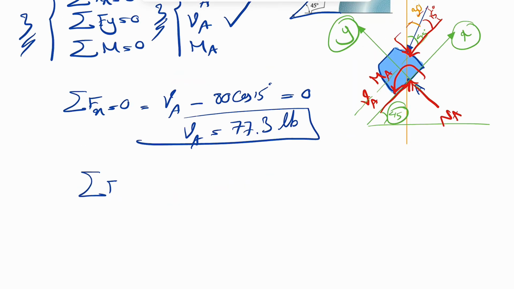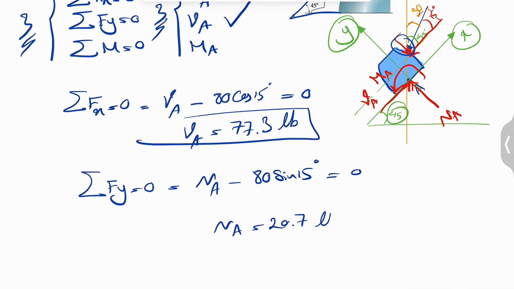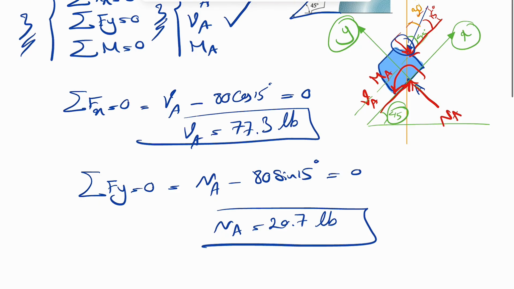Next one, sum of all forces in y equals 0. We're going to have our normal force NA, and we have the y component of the 80 pounds. We can see it's negative because it's acting along the opposite direction of y. So negative 80 sine of 15 degrees will be equal to 0, and this time we have NA equals 80 sine of 15. That's going to be 20.7. Again, no negative sign in here. That shows our assumption for NA is also correct.